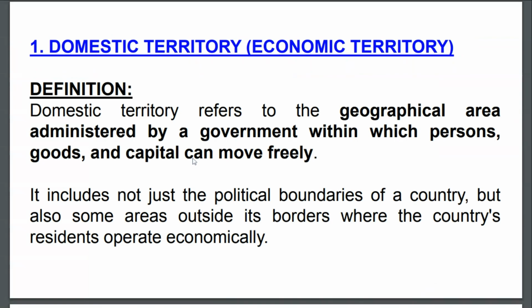Domestic territory refers to the geographical area administered by a government within which persons, goods, services and capital can move freely. It does not include just the political boundaries of the country, but also some areas outside of our borders where the country's residents operate economically. So this is not about people who catch a flight and go to a foreign country and work. It's not in that context.